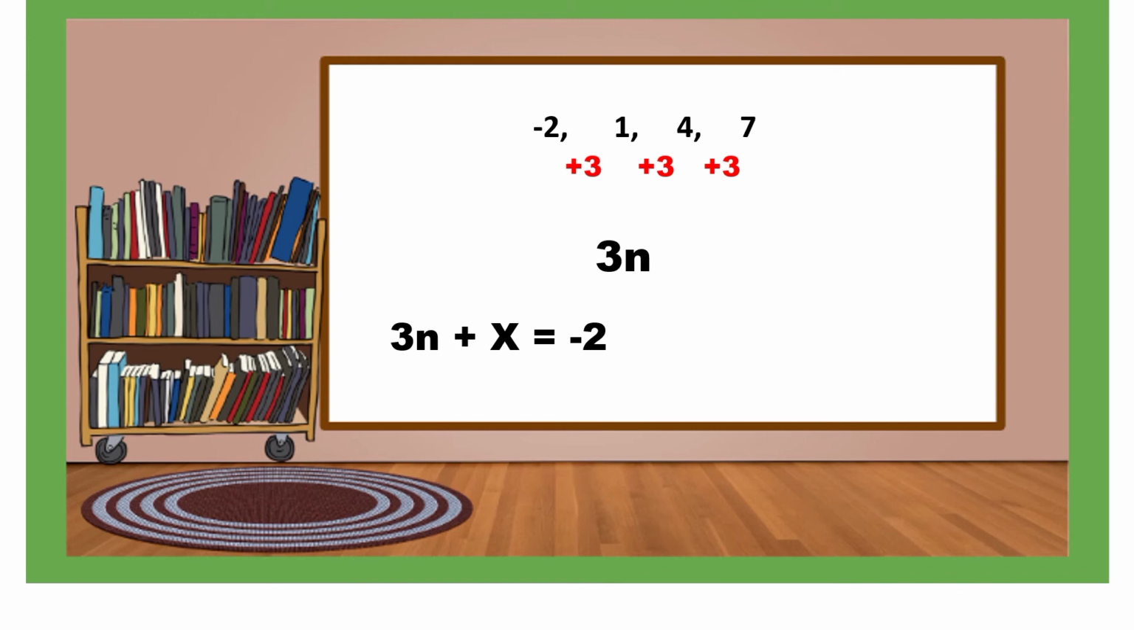So, the first term will be equal to negative 2. So, 3n plus x equals negative 2. So, if n is equal to 1, then we have 3 times 1 plus x must be equal to negative 2. Now, we have x must be negative 5. Therefore, the nth term is 3n minus 5. O, diba guys? Madali lang.